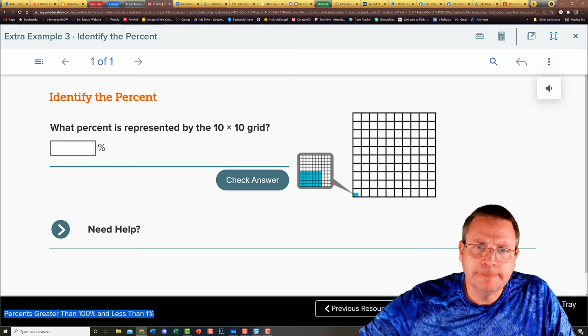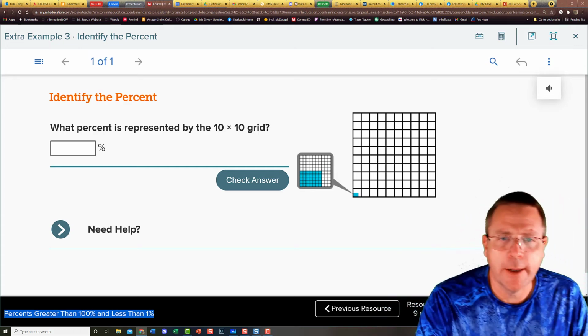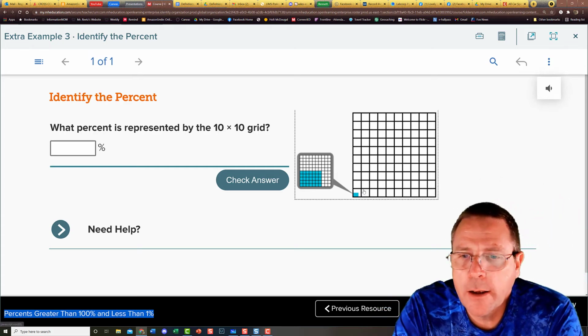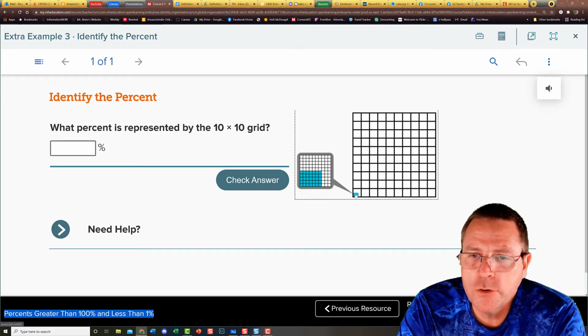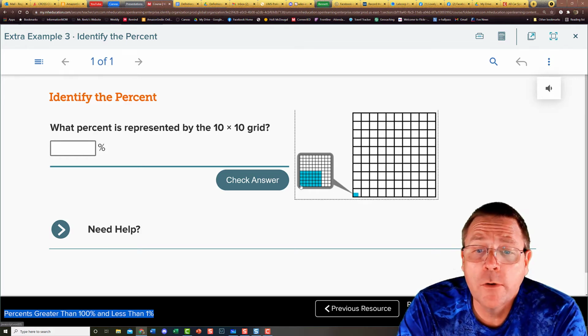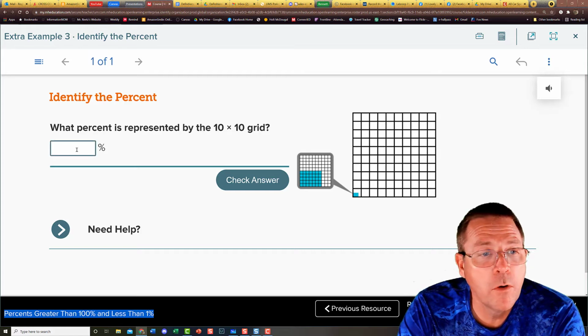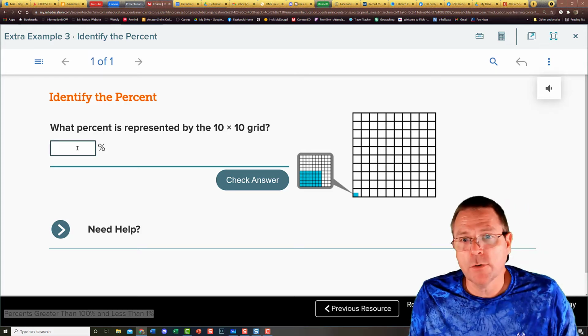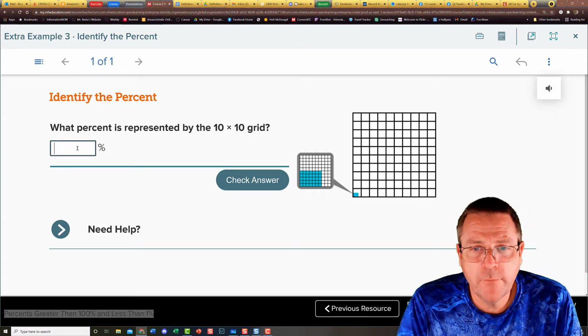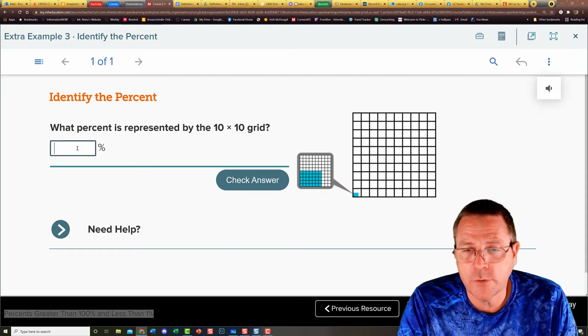Did you get it done? Let's see what I end up getting. I see that I've got less than one whole square shaded here, and in that one square I've got 1, 2, 3, 4, 5, 6, 7 wide by 1, 2, 3, 4, 5 tall. 5 times 7 is 35. That means I've got 35% of 1%.